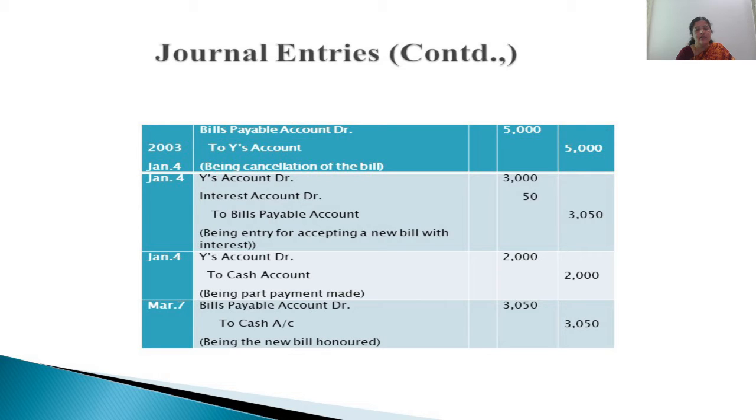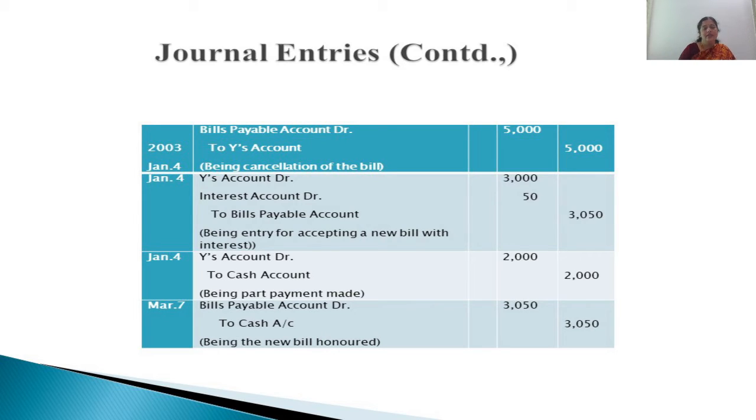Interest account 50 rupees is our expense, because it is because of our default in honoring his bill, that is because we dishonored his bill, we have to meet this expense to bills payable account. The reason being a new bill is drawn on us for the remaining value of 3,000 along with the amount of interest 50 rupees, and we accepted the new bill.